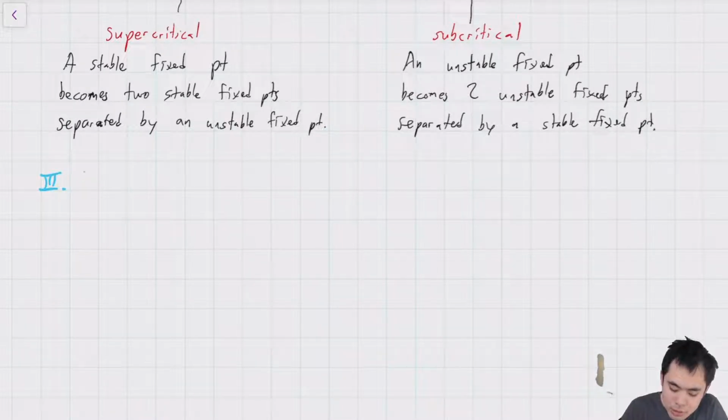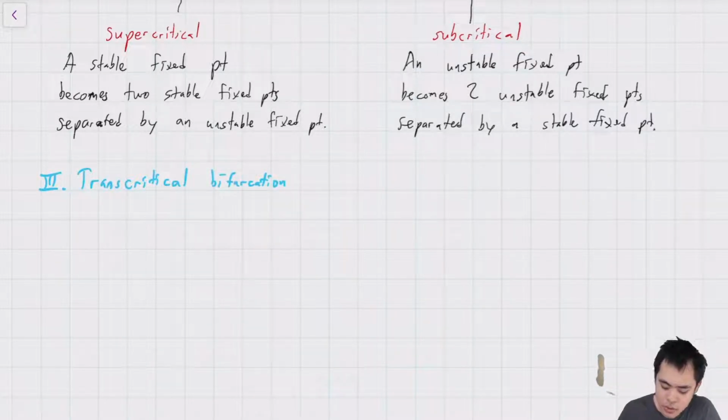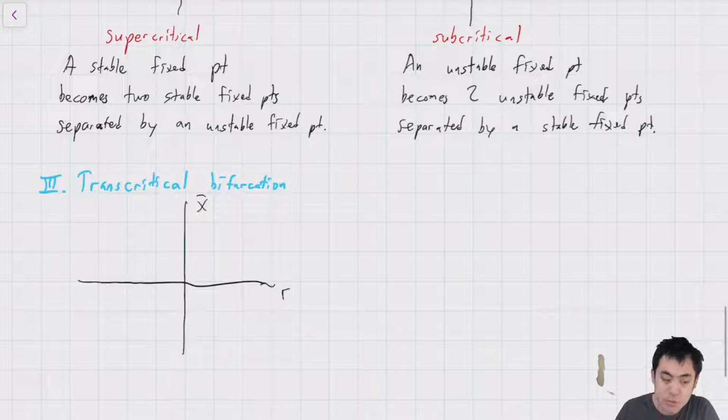The next one, which we've seen before, we saw this in our last set of lecture notes, as well as in our example above. So this is a transcritical bifurcation. So what does it look like? Let's say we have our diagram. So this is the r-axis, this is the x-bar axis.